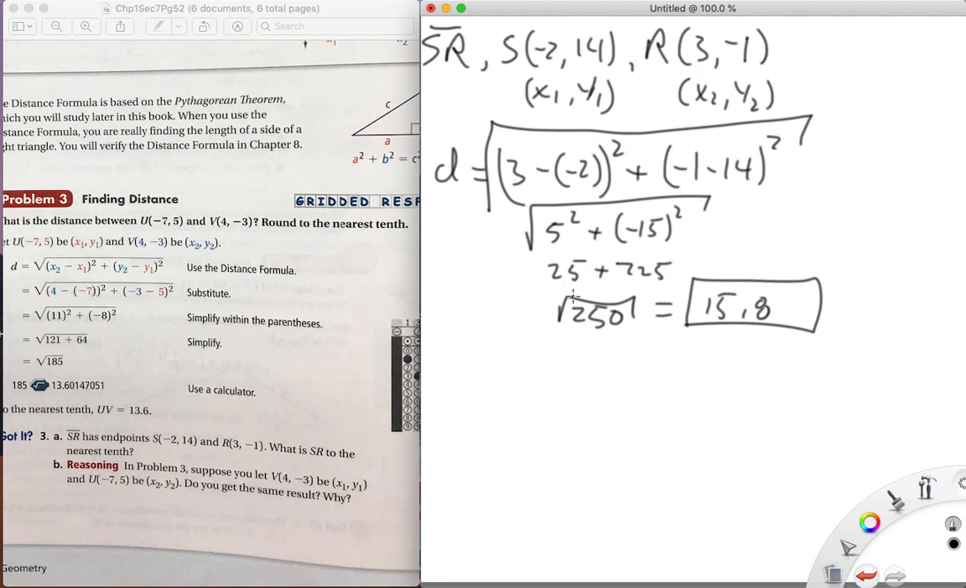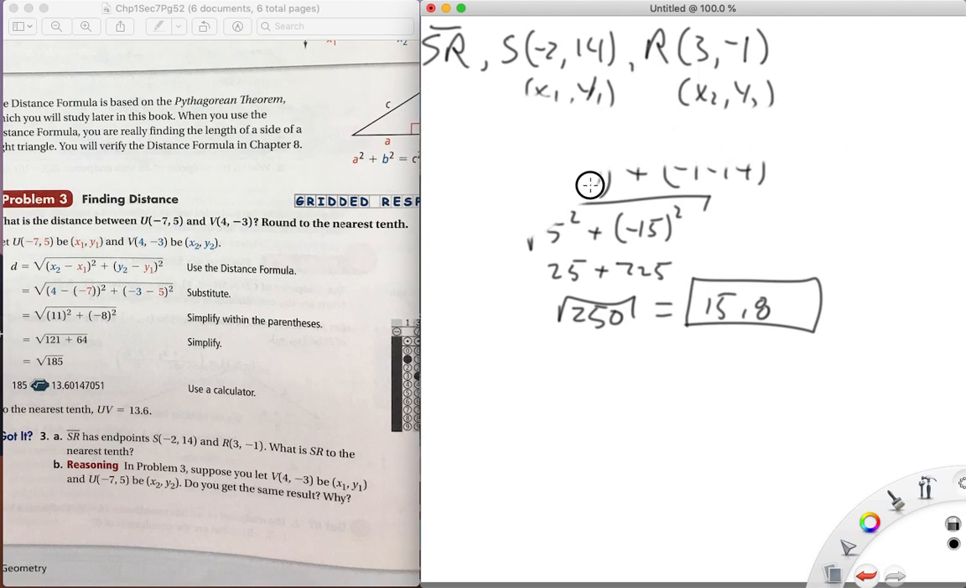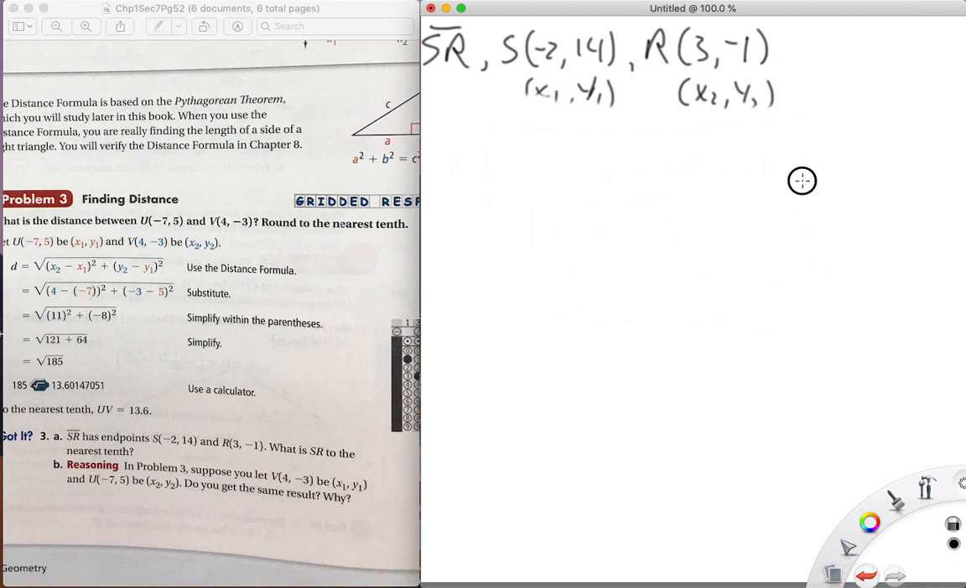So in this previous problem, I got 15.8, and I called these two particular things x1, y1 and x2, y2. It shouldn't matter which ones I call my x1, y1 and my x2, y2. So we're going to do the same exact problem, but switch them. So this is now going to be x2, y2, and this is going to be x1, y1. Nothing should change. I should still get the same distance.